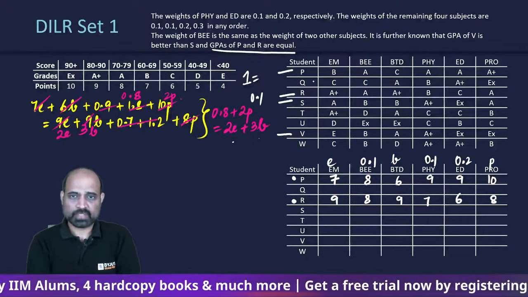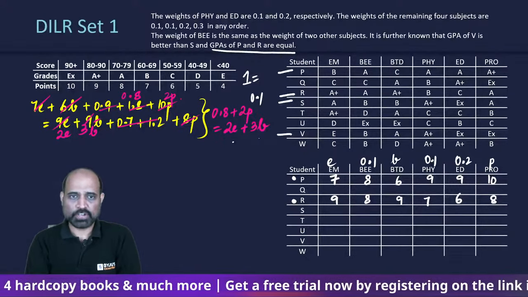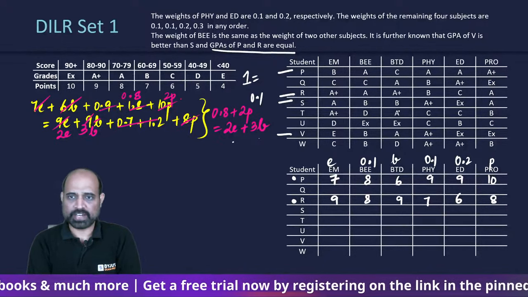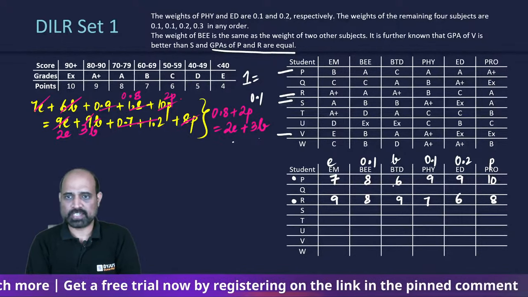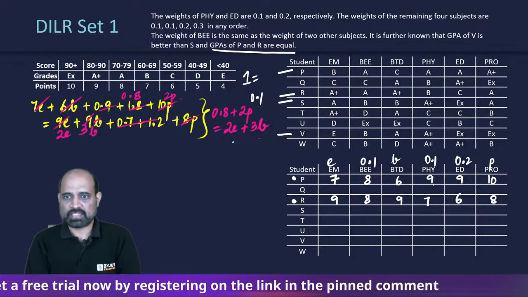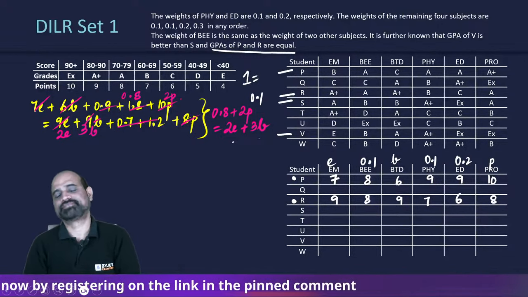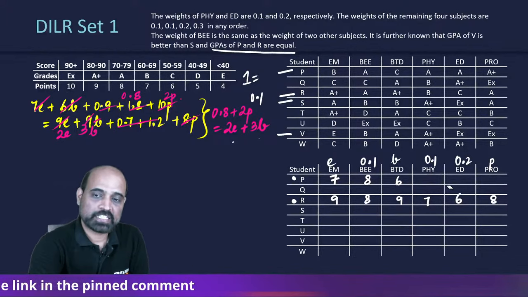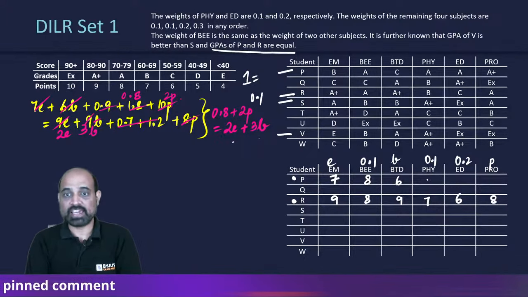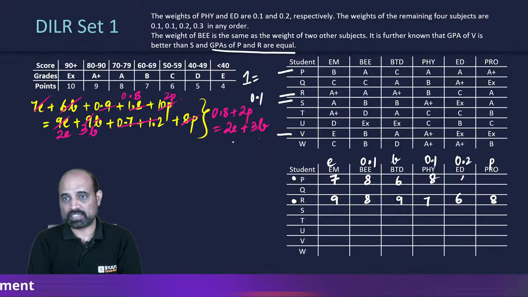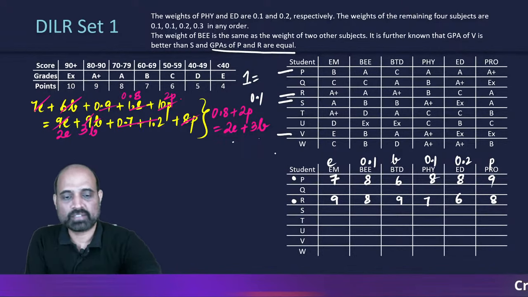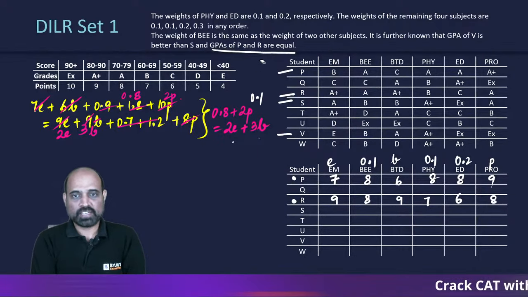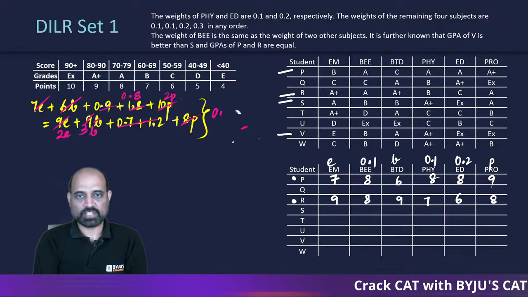Hold on. B stands for 7, A stands for 8, C stands for 6, A stands for... what a calculation mistake. I made the mistake here in the basics. A is supposed to be 8, isn't it? And this is supposed to be 9. And I was wondering why it wasn't working. Something should match, isn't it?